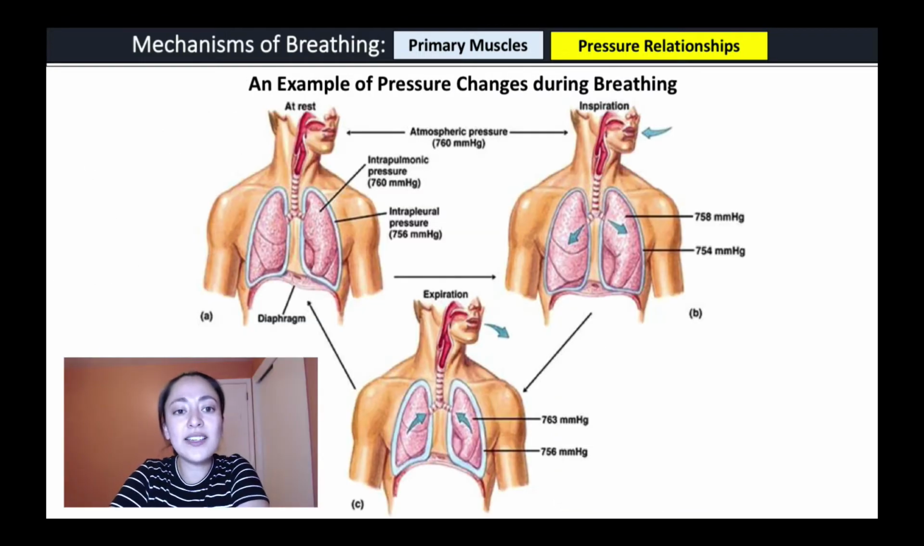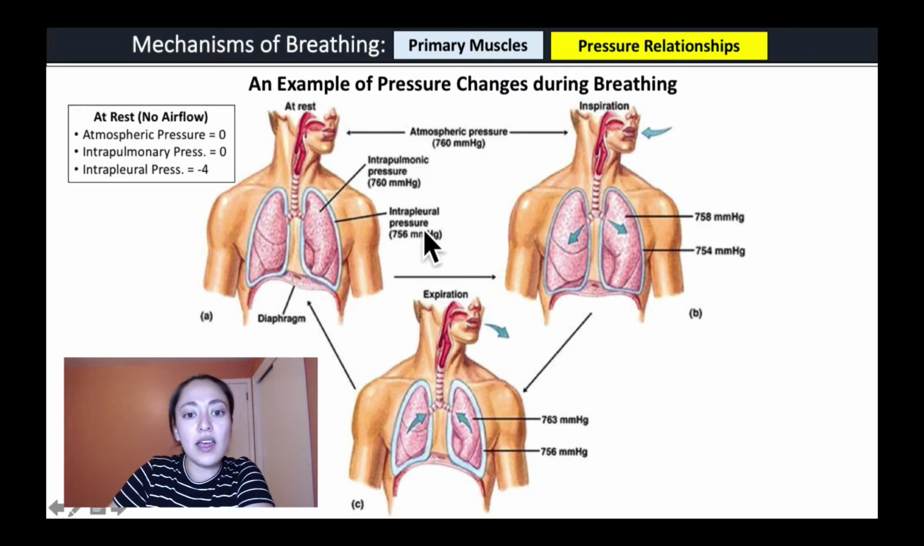So here we can actually see some examples of pressure changes during breathing. So here the person is at rest. So you can see the atmospheric and intrapulmonary pressure are equal, and the intrapleural pressure is always less than the other 2. So it would be -4 in this case.